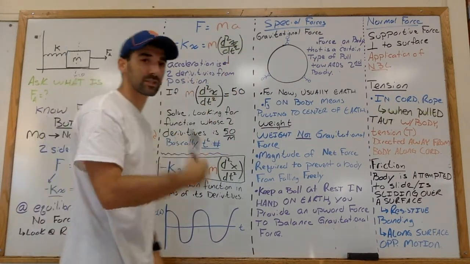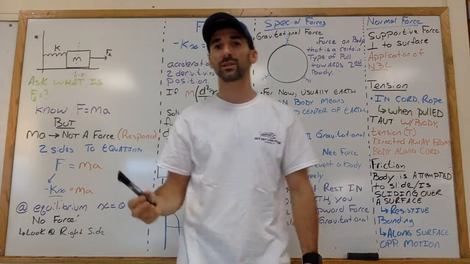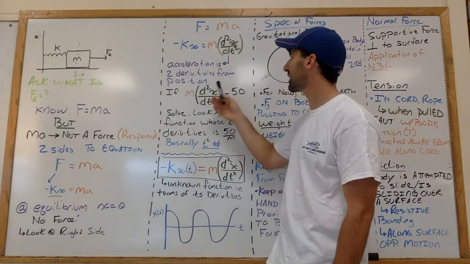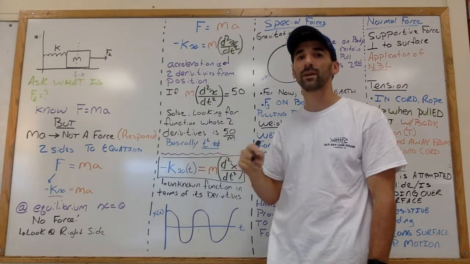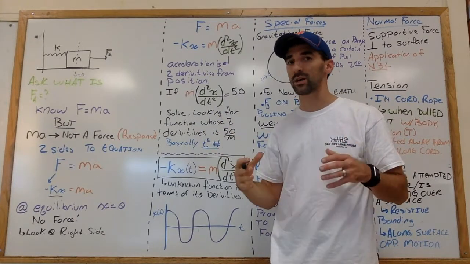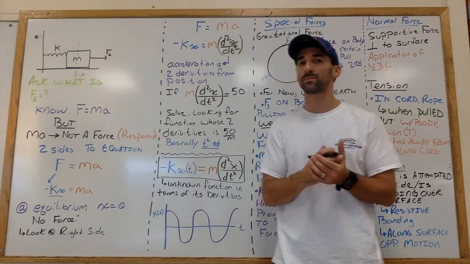Acceleration is just two derivatives away from position. Why am I even pointing this out? Why is this helpful to us? Well, Newton's law is just a law. It's like a postulate, something we can't really prove.